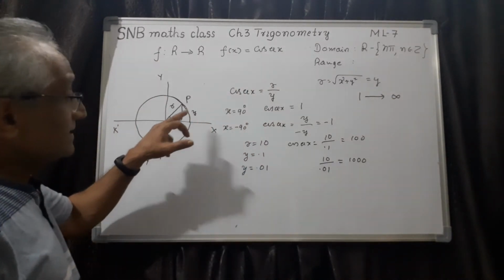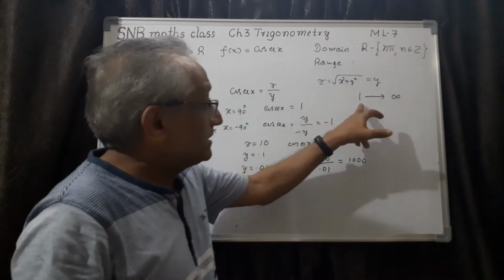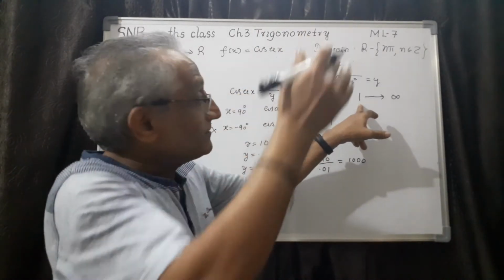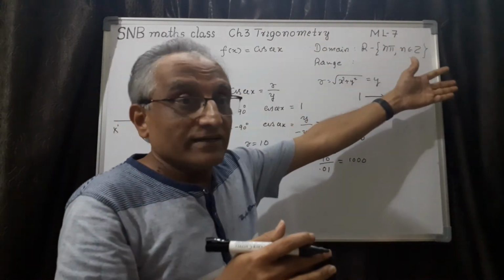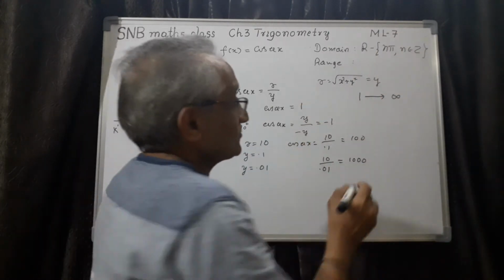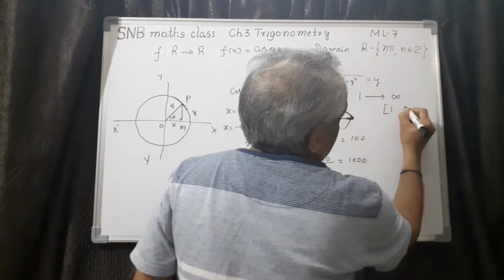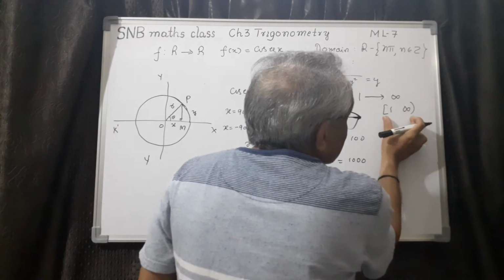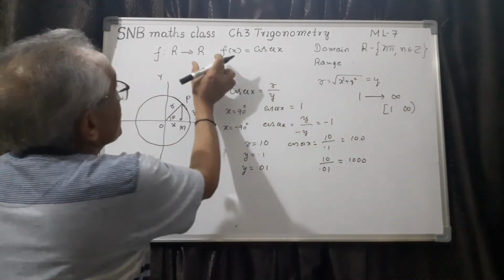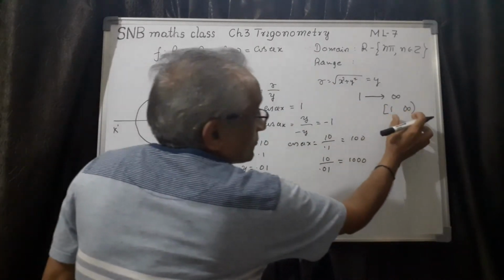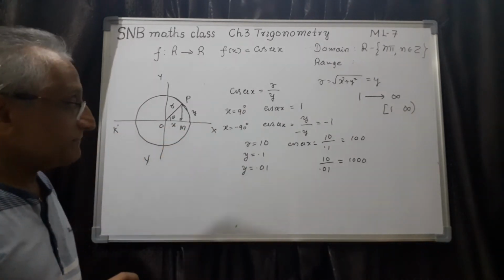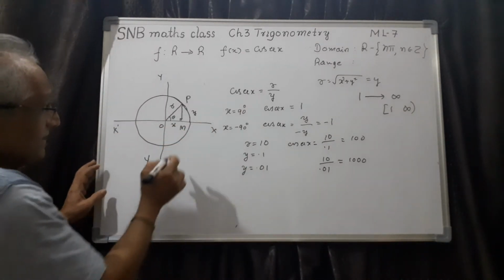So cosecant x can take minimum value 1 in the positive direction, but maximum value is not attained. So it is very big value. So I can say one branch is 1 to infinity, and this is one branch of the codomain here. In the graph you will clearly see. Same argument you can extend this side now.